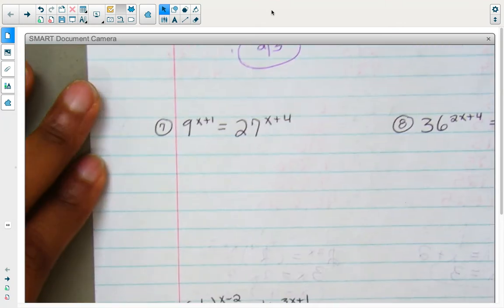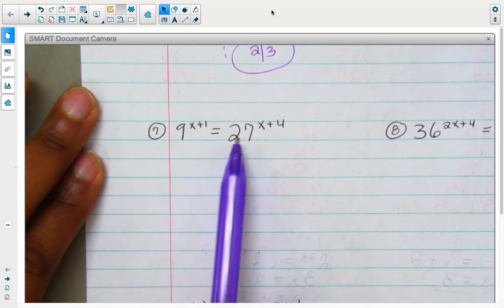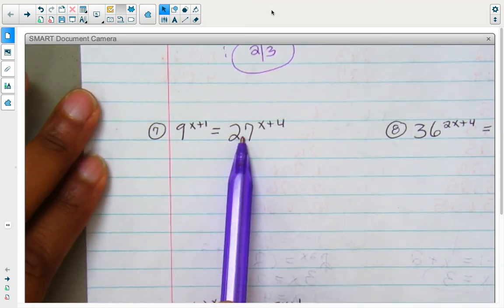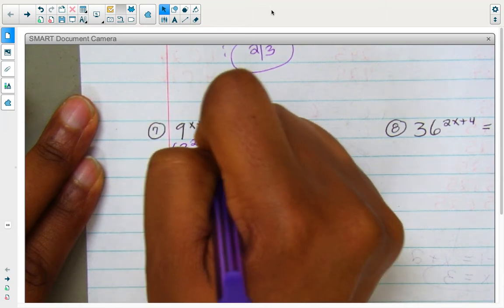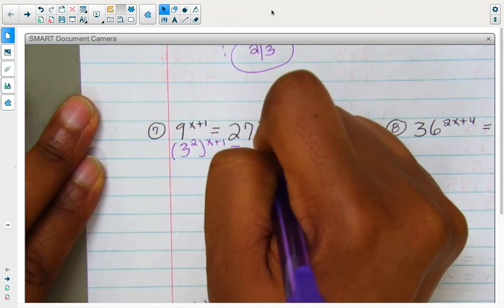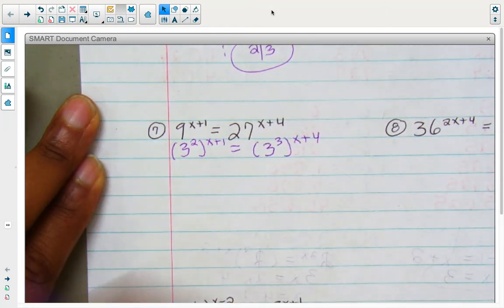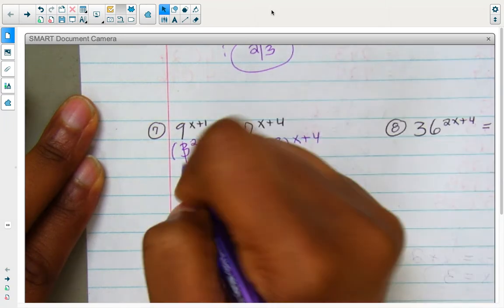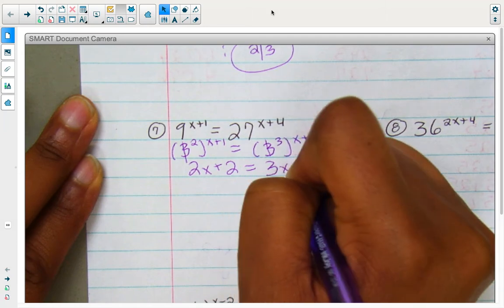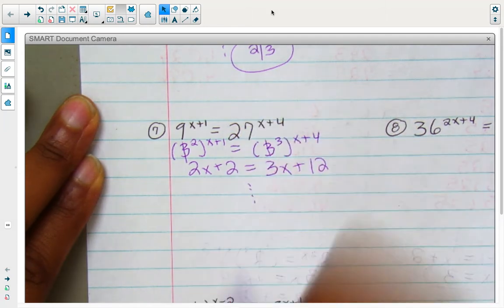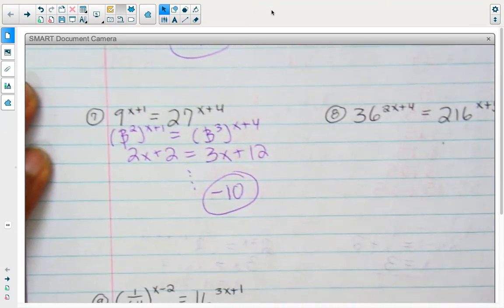A couple more that we'll go through and do. I see 9 and 27, so I can change both of these to be a base of 3. 9 is 3 squared. 27 is 3 to the third power. Once you get the same base, your bases cancel. Make sure you do the distributive property. Otherwise, if you don't, you're going to get the incorrect answer. Number 7, you should get negative 10.